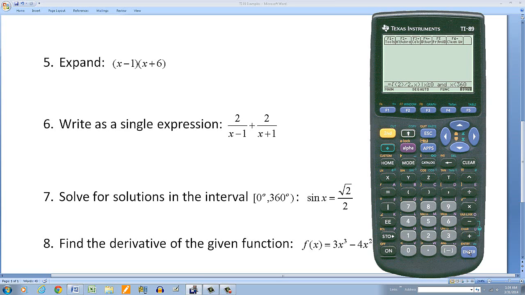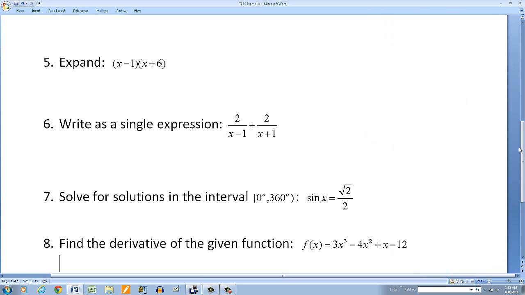Okay, so here's my solution. The solutions to the equation sine of x equal to radical 2 over 2, we have 2 in that interval. X is equal to 45 degrees, or x can be 135 degrees. Those are the solutions. Okay, so let me clear this. So far we've done some problems in algebra, trigonometry.